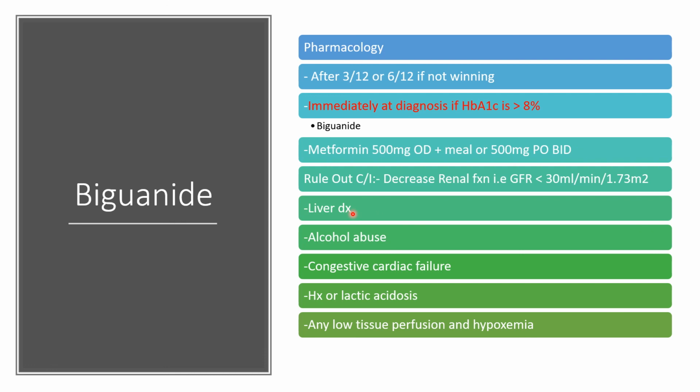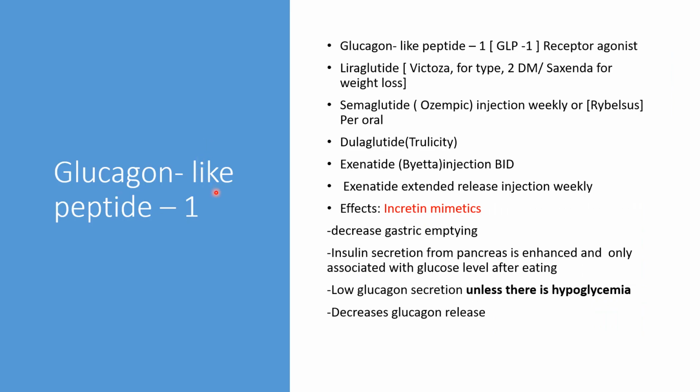Also, if there's liver disease, no biguanide. In alcohol abuse, so it is not out of place to ask for history of alcohol consumption here. Congestive cardiac failure, we will not give it. And history of lactic acidosis, we will not give it. Any low tissue perfusion or hypoxic state, we will not give metformin. Why that? On its own, metformin can produce lactic acidosis. So if all these conditions that could lead to metabolic acidosis are on board, and then you are loading the patient with metformin, then you are not helping. You are actually sending him or her to the early grave. We are done with biguanides.